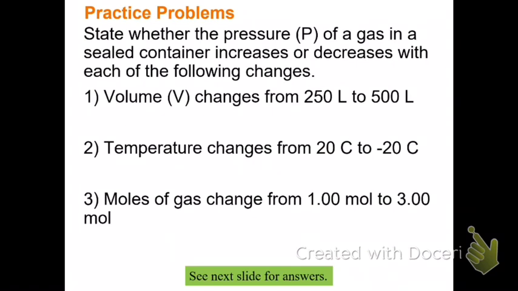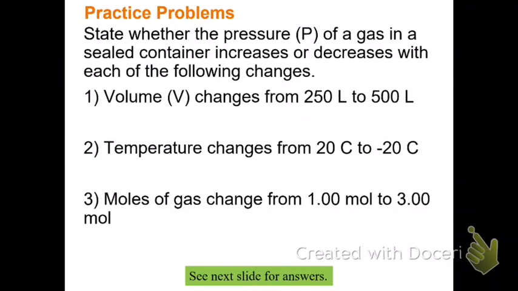All right, so let's look at some practice problems here. State whether the pressure of a gas in a sealed container increases or decreases with each of the following changes. The first one here is regarding volume. The second one is about temperature, and the other one is moles of gas or the number of molecules of gas. So the volume changes from 250 liters to 500 liters. Looking at the first problem here, you can see that there was an increase in volume.